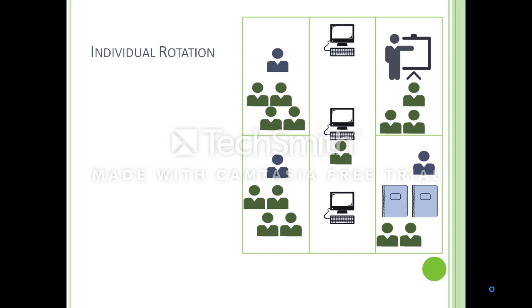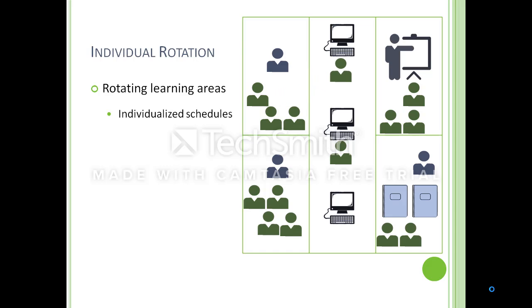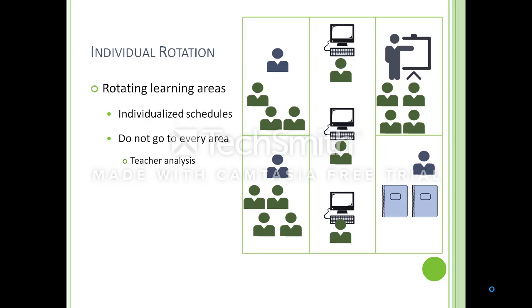Individual rotation once again looks at students rotating to different areas of learning. However, a large difference with this rotation method is that individuals move on their own set schedule based on the individual's skill level. With the previous models, students rotated to every lab or station over a set period of time. However, in this model, students do not rotate to every area. They will rotate to specific stations based on what their teacher, as well as a software algorithm, dictates that are needed.